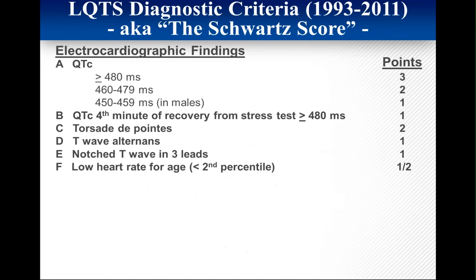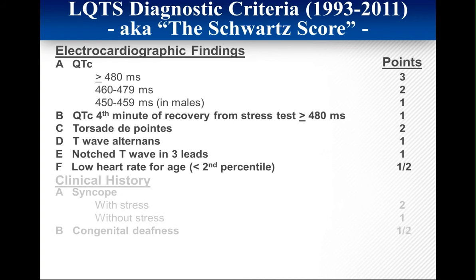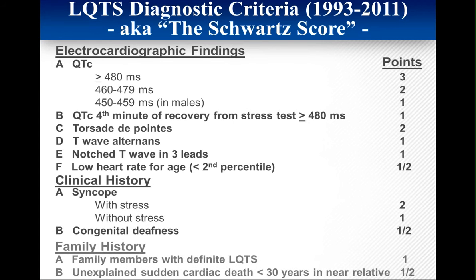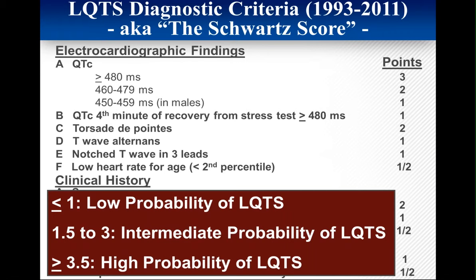So that Schwartz score, which is back, is this greater than or equal to 3.5 points, where here are some of the points: ECG points, story points, and family history points. And by the criteria, when you have at least 3.5 points, that's registered as high probability that the diagnosis of long QT is correct, and I agree with that. The problem is the 1.5 to 3 point individual that prompts a designation as intermediate probability.